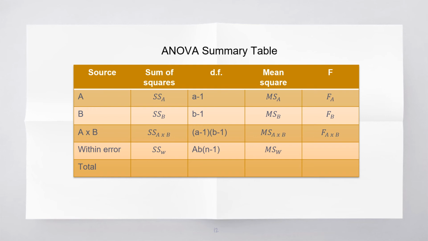For A times B, the sum of squares is SS sub A times B, degrees of freedom is A minus 1 multiplied by B minus 1, mean square is MS sub A times B, and the F-test is F sub A times B. For within error, the sum of squares is SS sub W, degrees of freedom is AB times N minus 1, and the mean square is MS sub W.